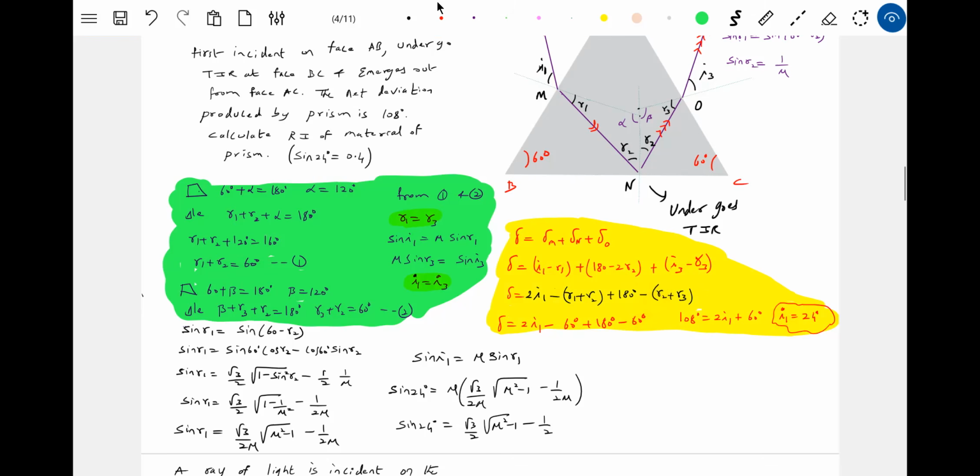Solving will get I1. Then this is about the other part. From where is this brought? Sine R1 equal to, again I took help of this equation. R1 plus R2 is 60 degrees, so R1 is equal to 60 minus R2. I'll apply sine on both sides. Then we have started here.